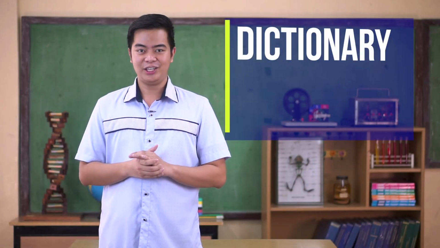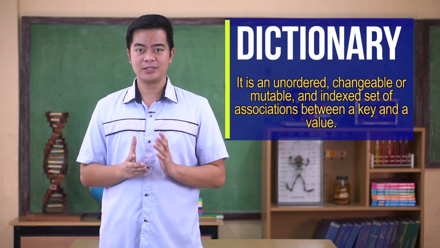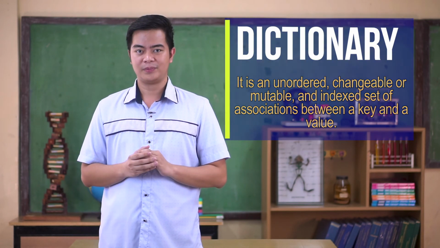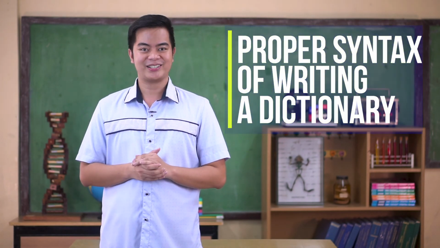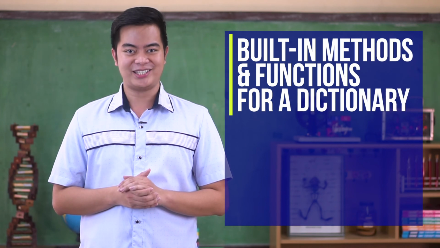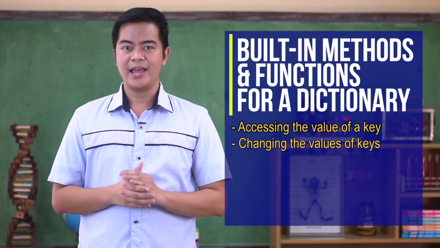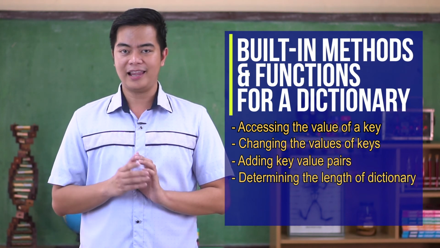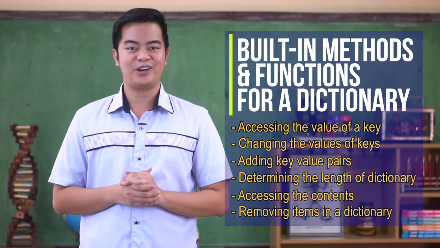In this episode of Agham Alam Hub, we have learned that a dictionary is an unordered, changeable or mutable, and indexed set of associations between a key and a value. We also learned the proper syntax of writing codes involving dictionaries. In addition, we also demonstrated selected built-in methods and functions that we can use in manipulating dictionaries. These are accessing the value of a key, changing the values of keys, adding key value pairs, determining the length of a dictionary, accessing the contents, and removing items in a dictionary.